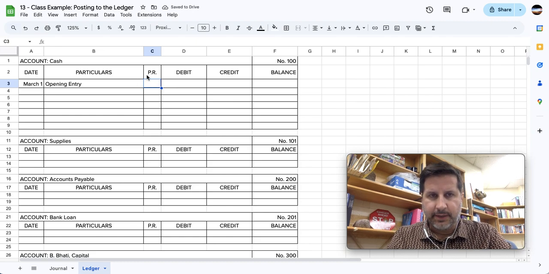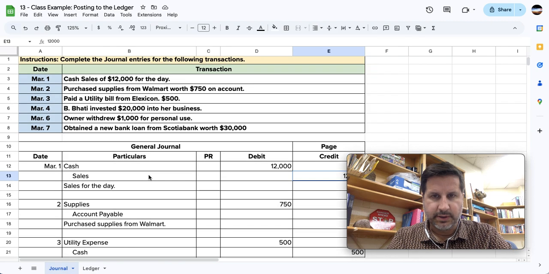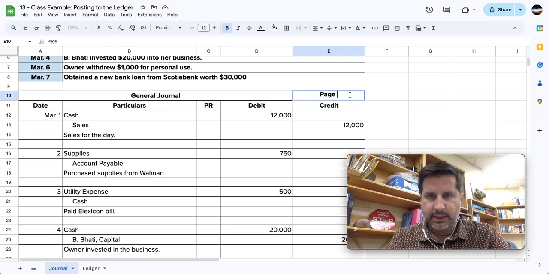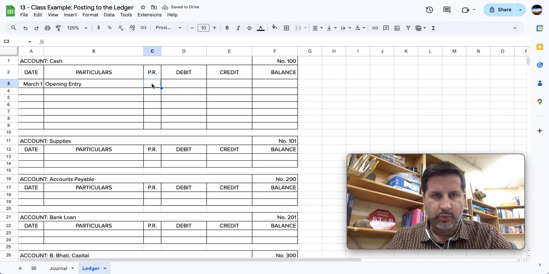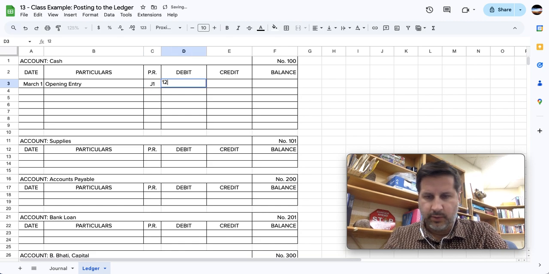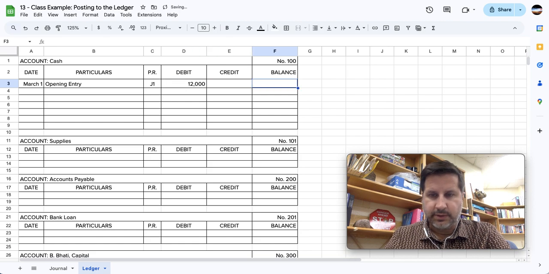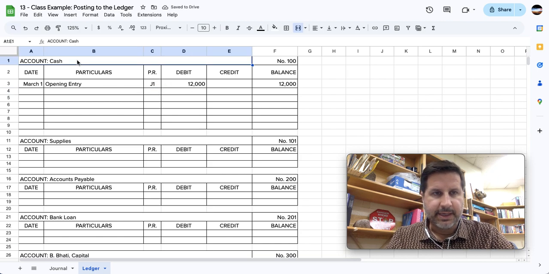Now, this PR stands for posting reference, and this is where we're going to link the journal and the ledger together. So the PR in this case means which page of the journal it is on. So if I look here, it's not a designated page yet. So I'm going to put page 1, because that's the first page of my journal. And now when I look, I'll just put J1. That stands for journal 1. There was a debit of $12,000 and my balance is this. I'm going to show you a little math calculation in just a moment as well. So that's to my cash account.